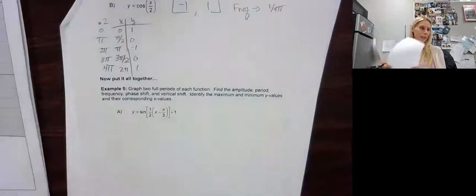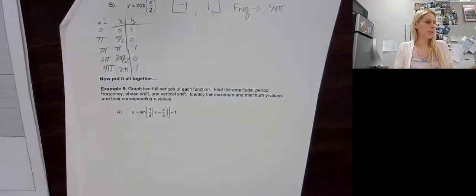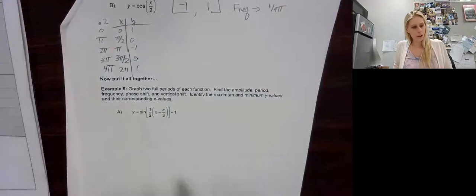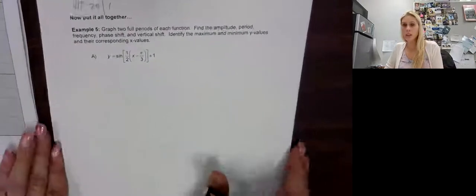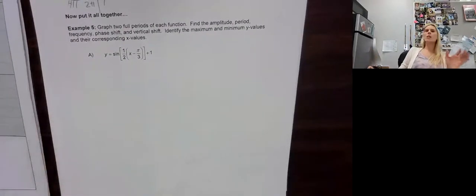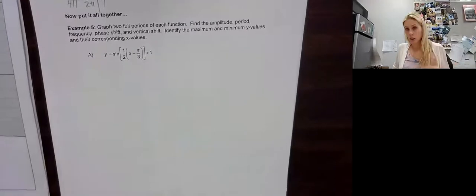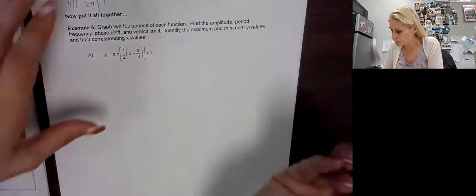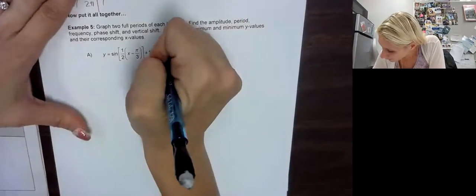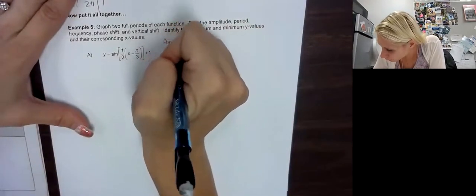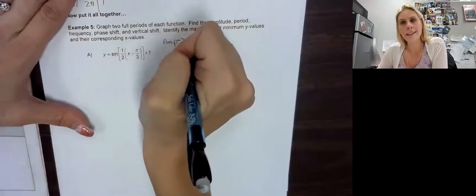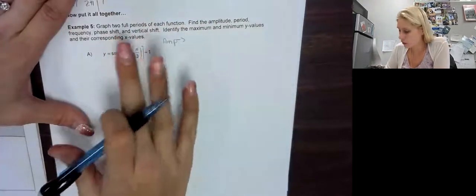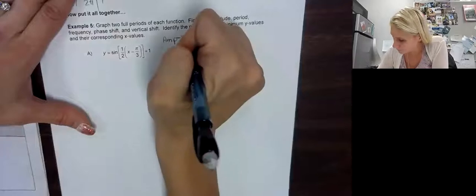Now let's put it all together. What happens when we have to do all of our transformations? We're going to do this a couple times, so you can speed through this if you want to, and just keep in mind there's a little trick with each problem. So let me identify each thing first. So the amplitude, remember, is what? It's the constant in front of the whole function, which in this case is 1.